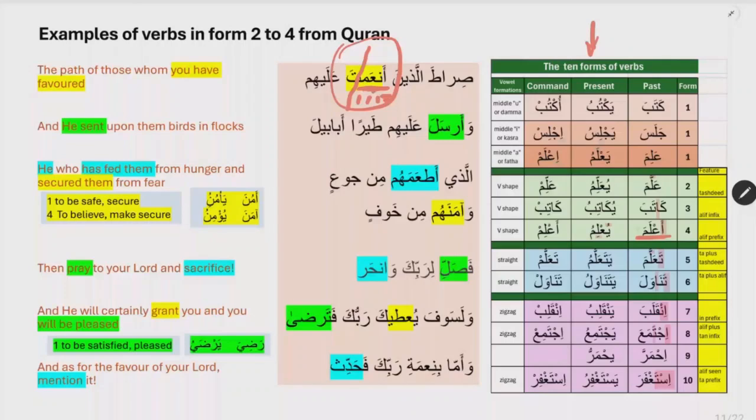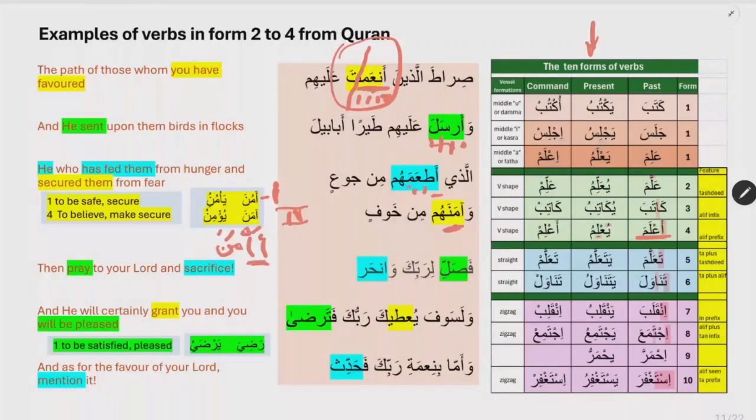At'amahum min ju', to feed or fed from hunger. Here you have ta'am, ta ain mim is the root, and the alif in front. That's also the fourth form. Now amana is a bit different, in that if you look, amuna is the root, right? Amuna, yeah, amunu is the form 1 verb. Okay? And the form 4 verb is amana. Now how you get amana is you take the alif and you add the alif to this amana.